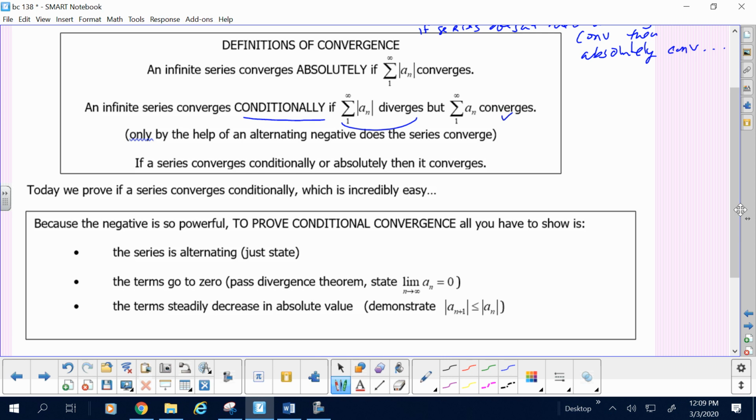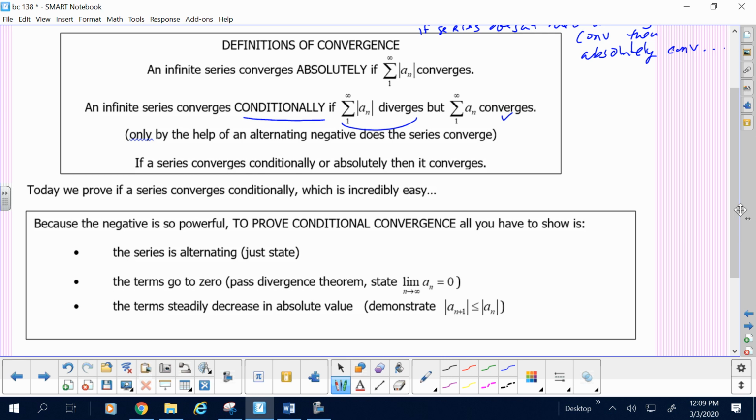If you don't need the negative, it's absolute. If you do need the negative, then it's conditional. And if even with the negative it still diverges, then that's divergent. So there are 3 cases, all distinct. There's no overlap. Absolute convergence, conditional convergence, divergent. You with me? There's nothing else.